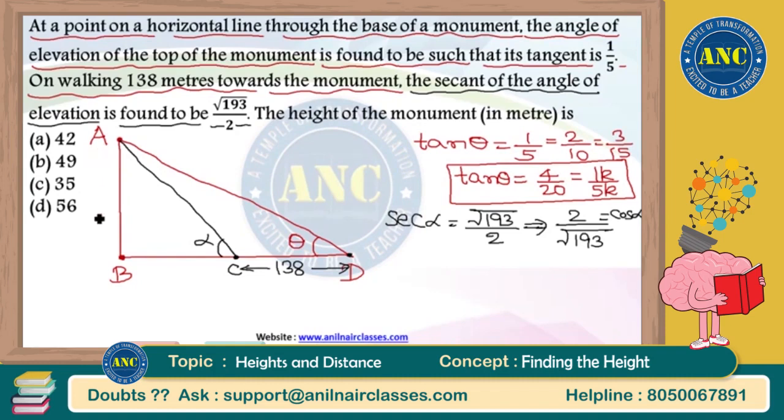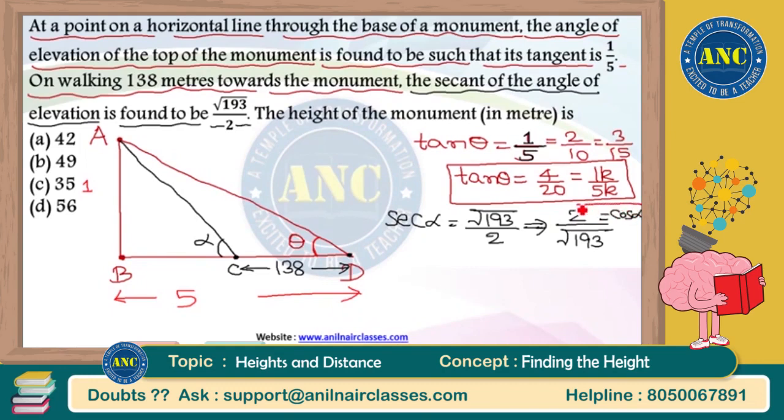Now see here, sir. Simple logic. If I want to teach you, tan theta is nothing but 1 by 5. That means tan theta is opposite by adjacent. Opposite is 1 unit. Adjacent is 5 units according to ratio. That means for this angle theta, opposite AB is 1 unit. Adjacent BD is how much? It is 5 units. Adjacent BD is nothing but 5 units. That is nothing but tangent of theta.